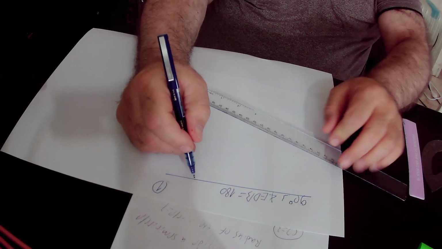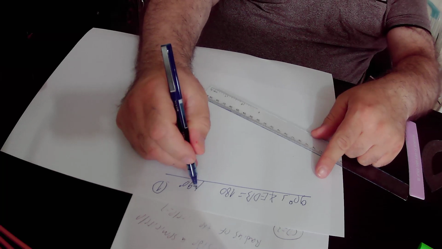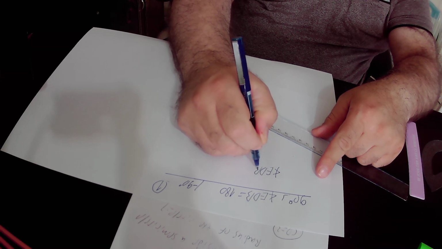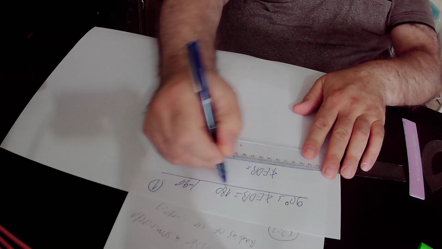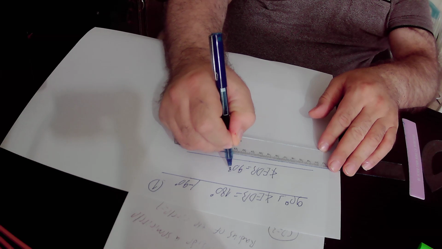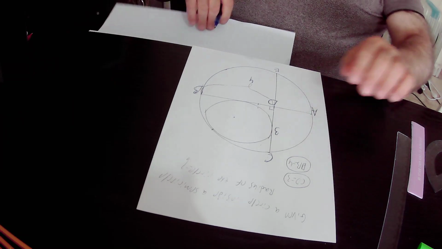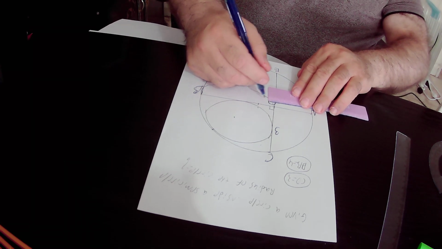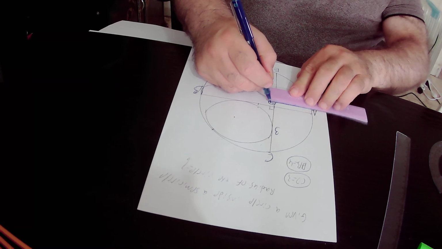Here we will subtract 90 degrees from this equation, and we will get that angle EDB equals 180 degrees minus 90 degrees, which is 90 degrees. So we actually found out that this angle EDB equals 90 degrees. Okay.